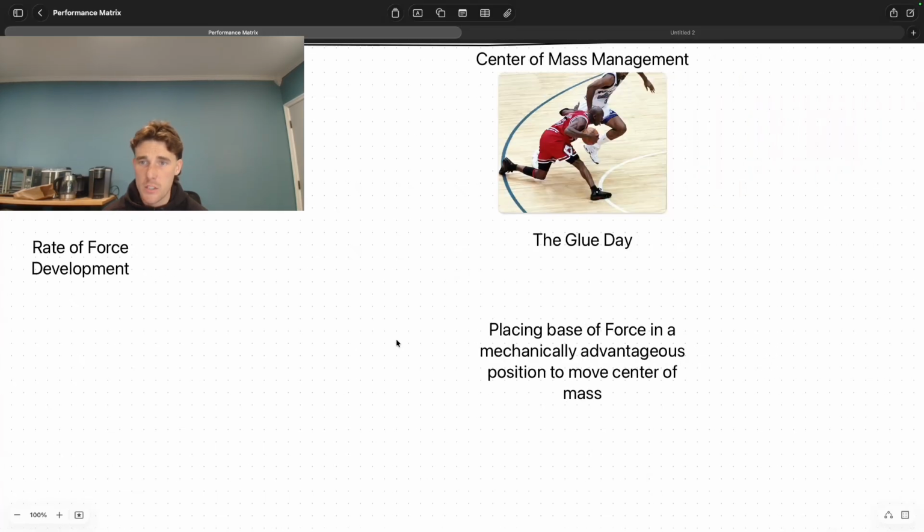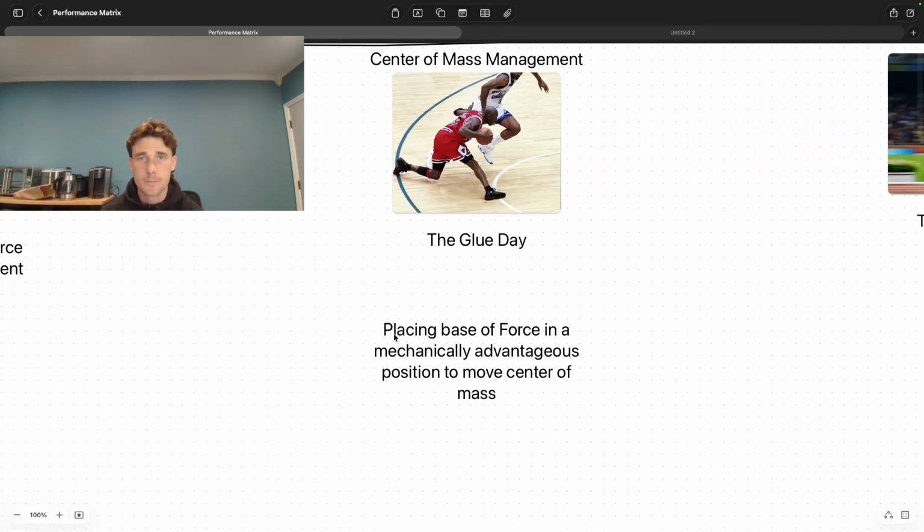You go to center of mass management, we call this the glue day. This brings together acceleration and initial force generation into usable attributes. It glues them together. All right, and we talk about this in person. We look at Michael Jordan right here. His foot is far outside of frame with a low shin angle pointing back left. So now he's in a mechanically advantageous position with the base of support in the ground far outside of his frame to change direction very fast.